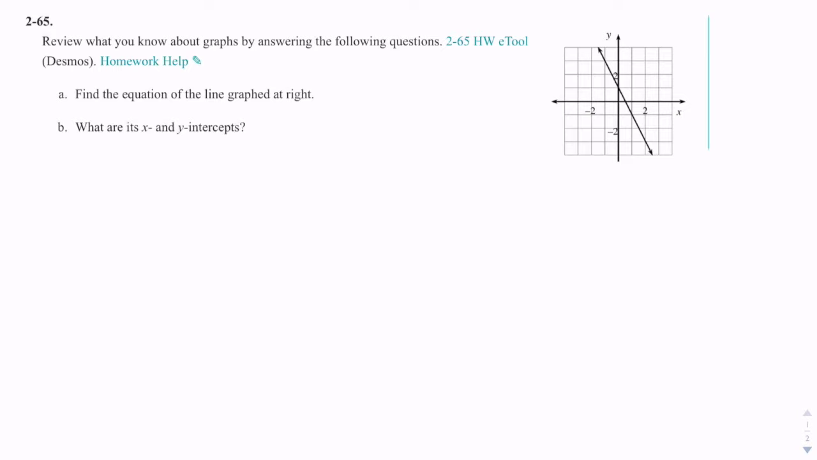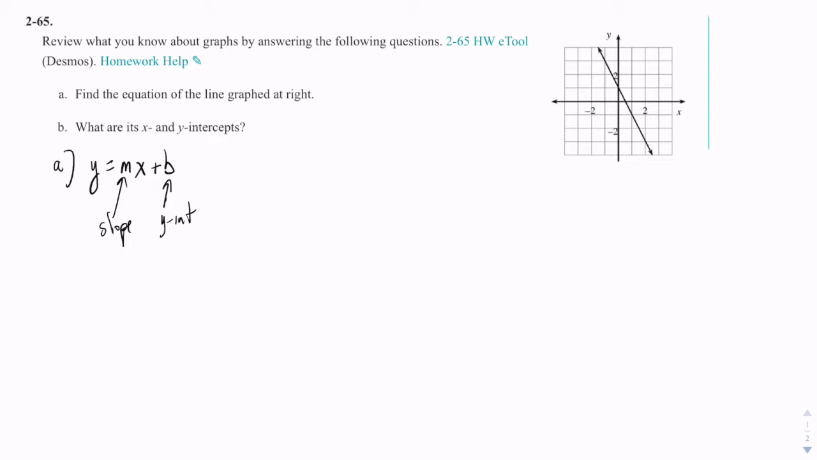So we're given a graph over here on the right, and it wants us to answer a couple questions. So A says find the equation. To find the equation of a line, if it's written in slope-intercept form, we need the y-intercept and we need the slope. And we can get both of those from the graph.